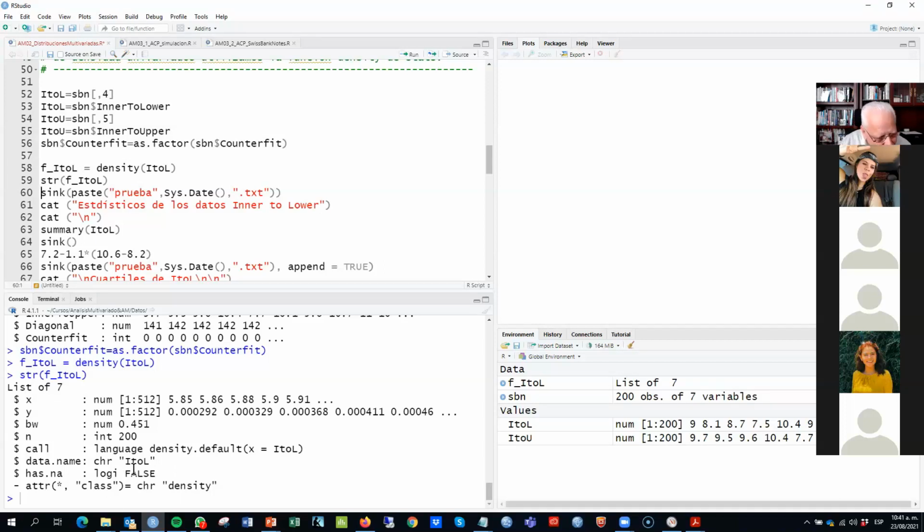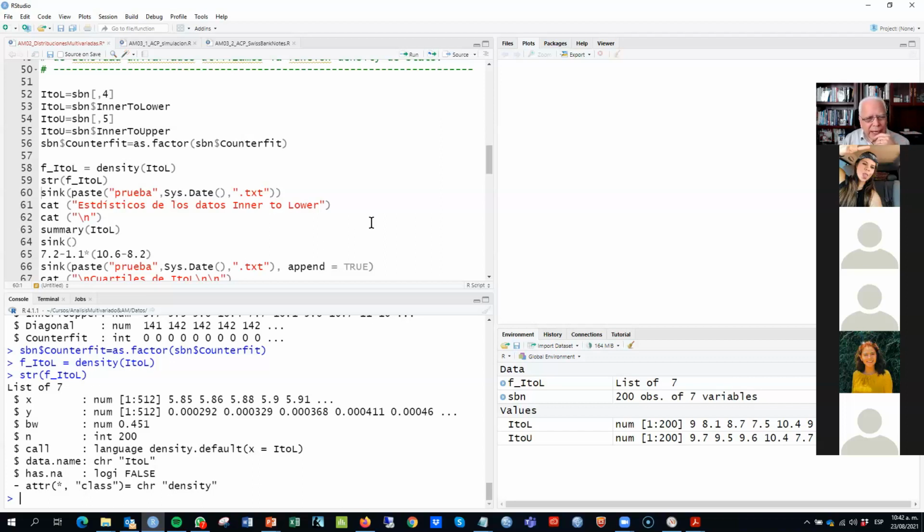Then I have BW, I forgot what it is. We have 200 observations, and this is a 0.4. I forgot what this thing is, but it doesn't matter. It tells me which function it was called with, the data name, and if it has missing values. And the attribute tells me that the class this object has is a density. It's a density estimate.